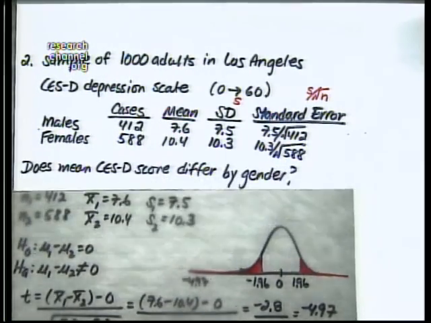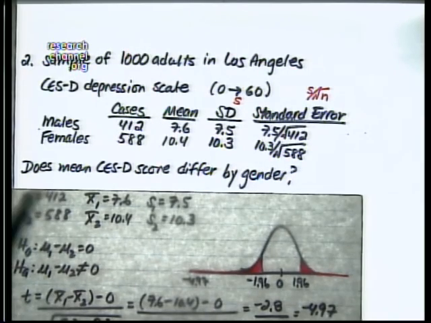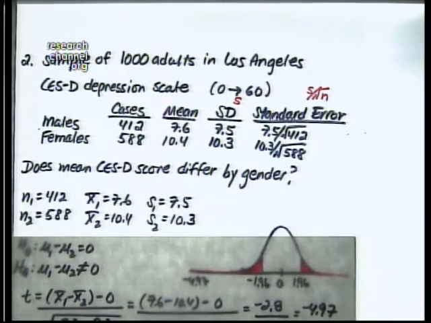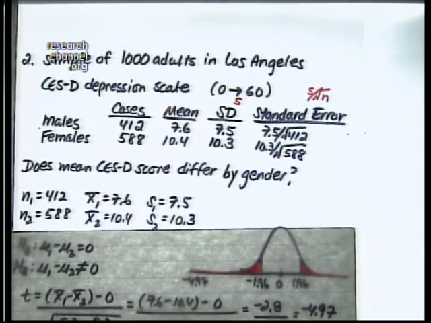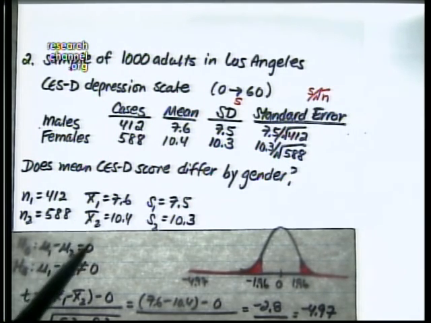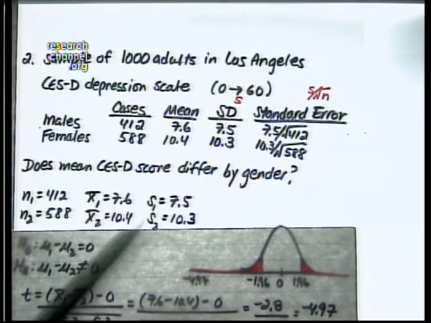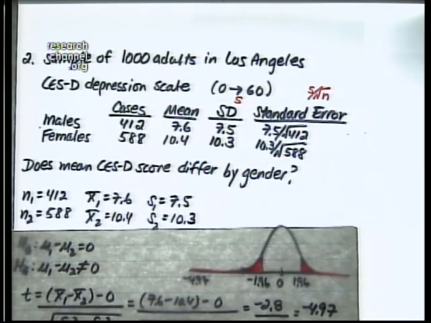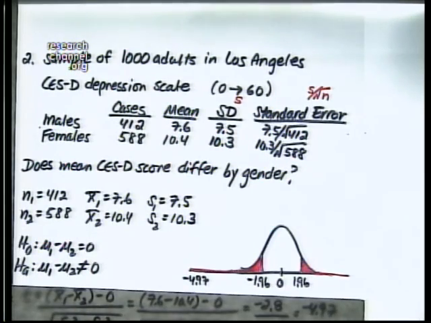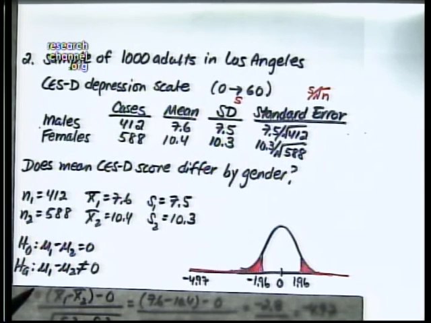So what's the scientific question of interest? The scientific question is, does the mean or average CESD score differ by gender? I'll express what's given in the table in a different way. We have two sample sizes, N1 and N2, representing males and females. We have two sample means, 7.6 and 10.4, and two sample standard deviations, 7.5 and 10.3. So I could set up a null hypothesis that the difference in the true population means is equal to 0 versus an alternative hypothesis that the true difference in means is not equal to 0.